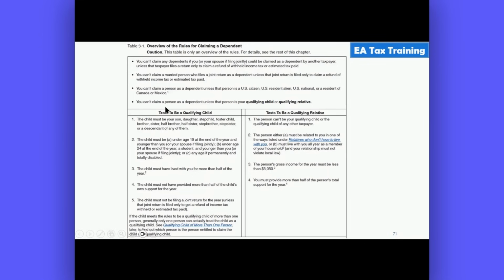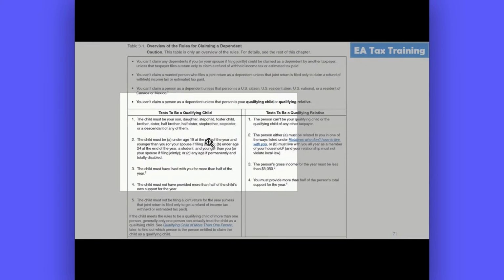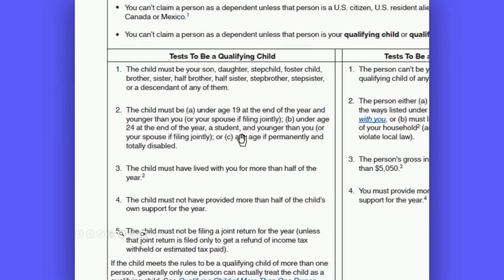And you cannot claim a person as a dependent unless that person is your qualifying child or your qualifying relative. And of course, that is the definition of a dependent, is that they are your qualifying child or your qualifying relative. So it only makes sense that you cannot claim someone as a dependent if they don't meet those qualifications. So what does it mean to be a qualifying child? Well, I'm going to zoom in here a little bit to make it a little bit easier to see.